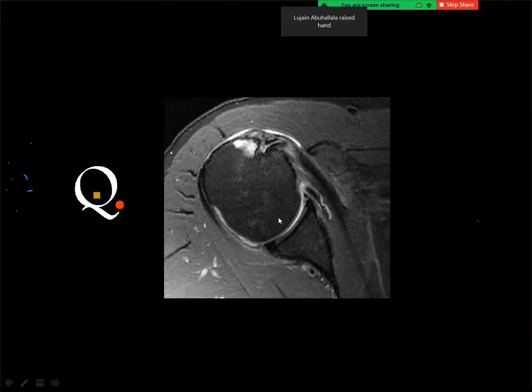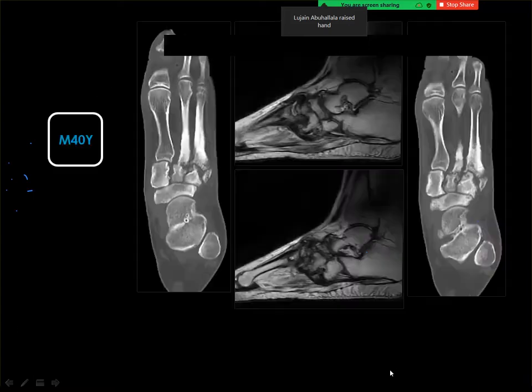Okay, this is the middle glenohumeral ligament, which is located between the subscapularis tendon and the anterior humerus. And this is a partial subscapularis tendon tear. And next case.